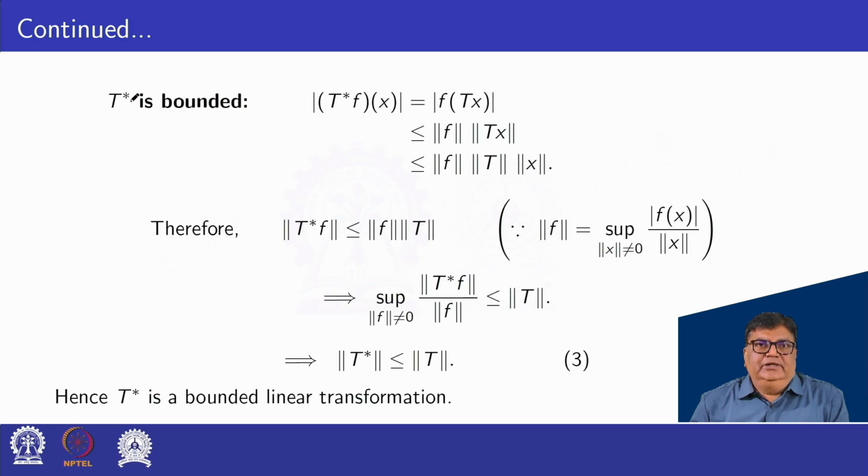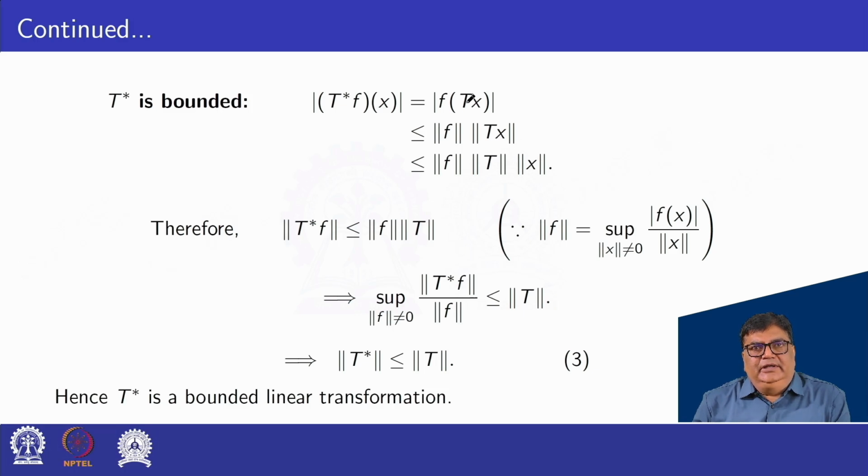Now, T star is bounded. So, T star f x is f of Tx. Okay, we know this by the definition of adjoint. So, taking the modulus of both sides, that is modulus of T star f x is equal to modulus of f of Tx. F is a functional, so this can be written as less or equal to norm of f into norm of Tx, as per the definition of bounded linear functional.